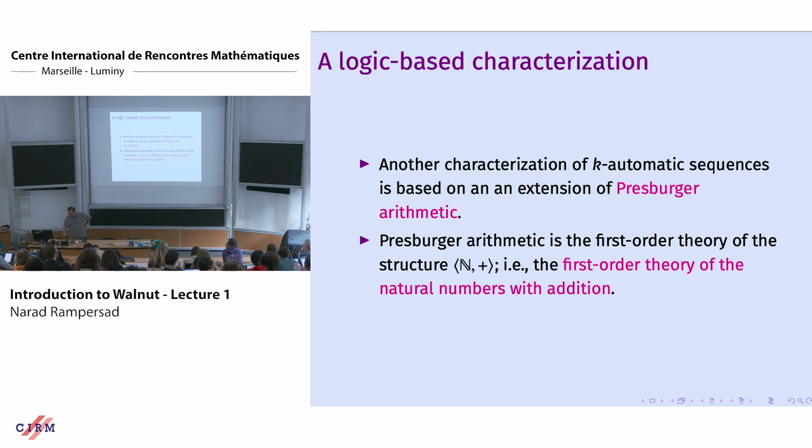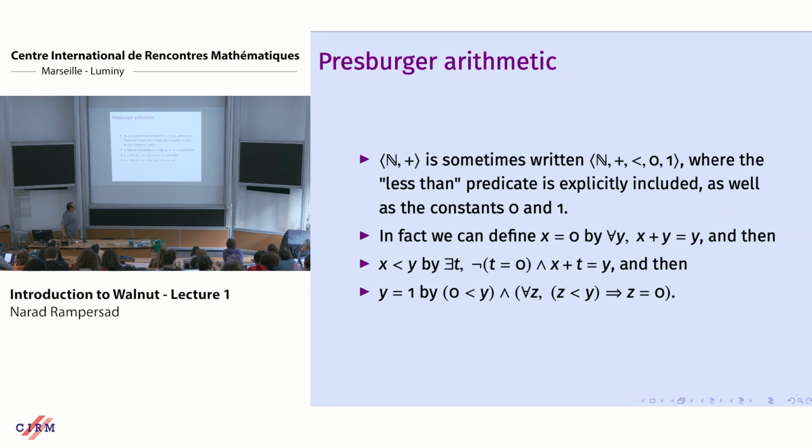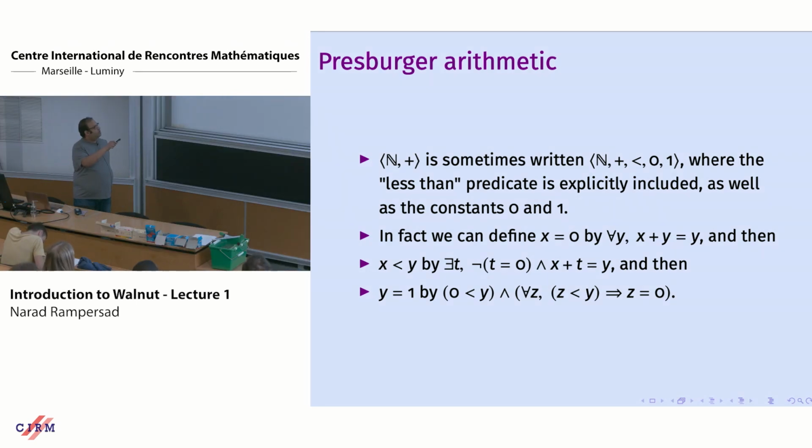So what do I mean by that? Well, first of all, it's a little bit more than just addition. You can do a few more things than just addition. So sometimes you can write out this theory a little bit more fully by including the less than, the constant zero, the constant one, etc. But you can shorten this to N plus, because all of these, less than, zero, one, are actually definable in this logic by these rules. So for example, you can define zero by the formula: for every y, x plus y equals y.